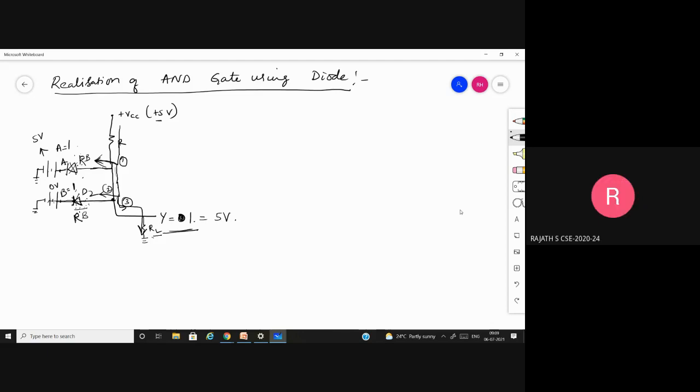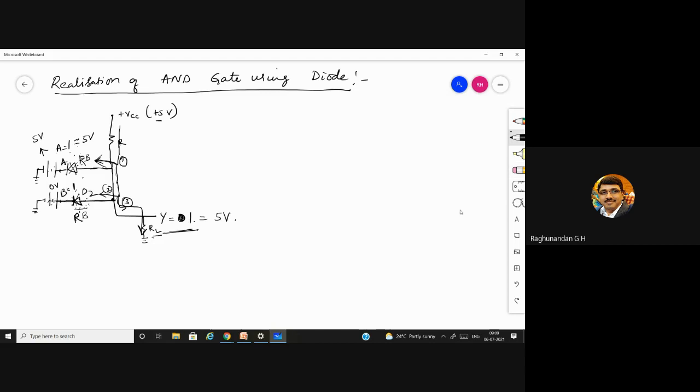So can you explain it once again? Yeah. Say the battery, I'll call this battery A, this is battery B. Battery A, I'm going to make it as 1. 1 is nothing but 5 volt. Logic 1 means 5 volt. Logic 0 means 0 volt.